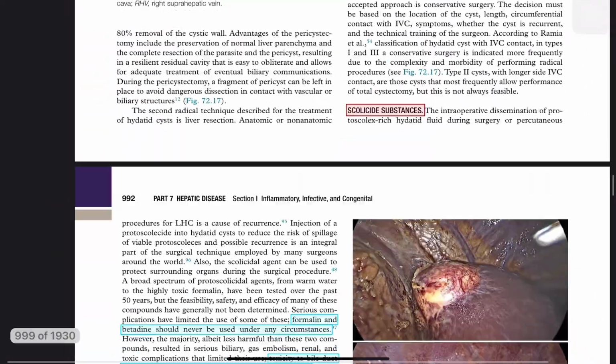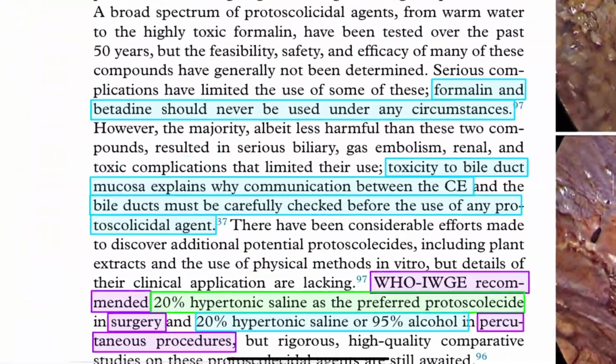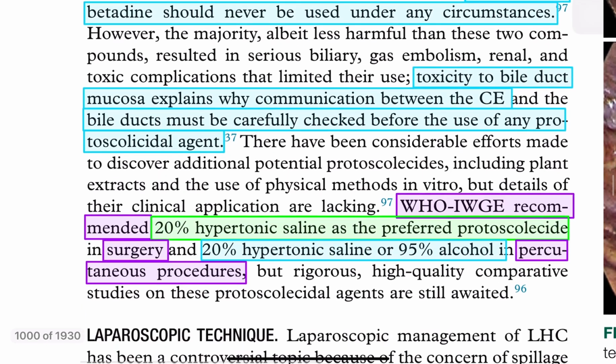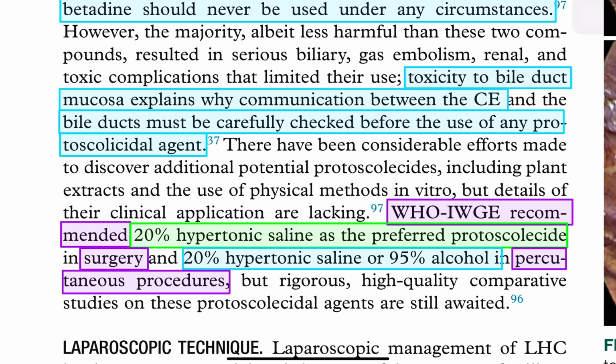Then scolicidal substance. Here it is mentioned, formalin and betadine should never be used under any circumstances. Okay. Toxicity to bile duct mucosa explains why communication between the cyst and the bile duct must be carefully checked before the use of any scolicidal agent. So simply it is saying, before applying any scolicidal agent, you should look for communication. Okay.